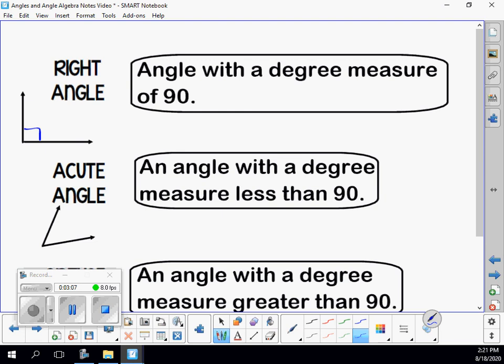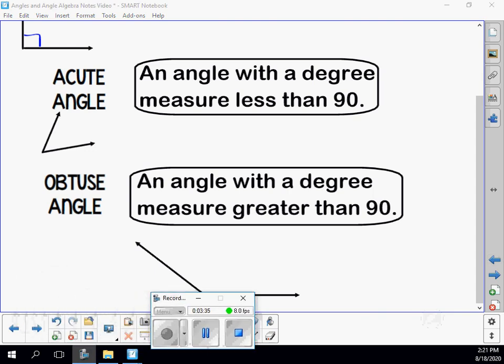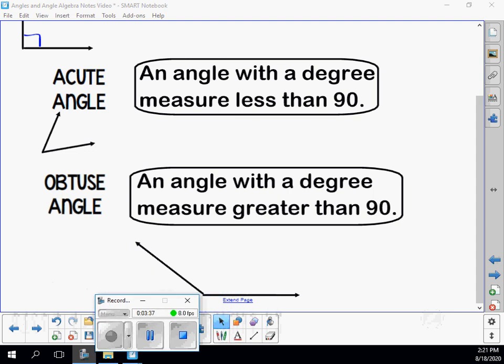An acute angle is an angle with a degree measure less than 90 degrees. Notice that it doesn't say less than or equal to. So it can be 89.9999999, but it cannot be 90. And it can be anything less than that. An obtuse angle is an angle with a degree measure greater than 90 degrees. So again, it can be 90.1, but it cannot be 90. And it looks something like that.